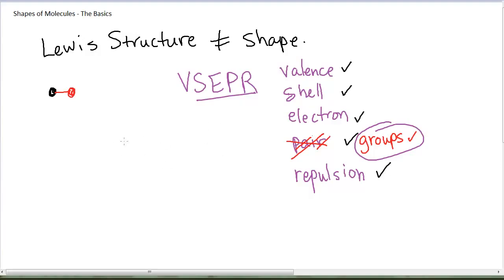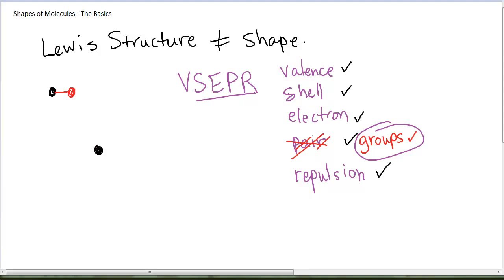And we will always focus on the central atom in a molecule when we describe its shape. If we mean anything other than the central atom for the shape, we'll have to indicate it in the question specifically. Otherwise, if somebody says, what's the shape of this?